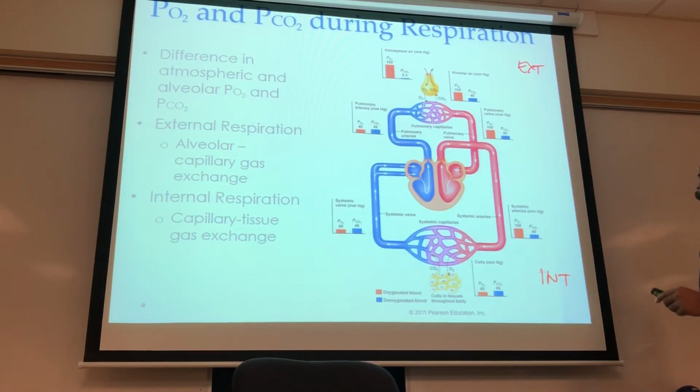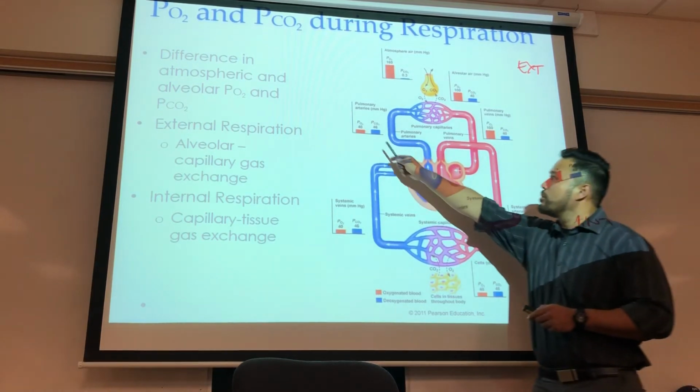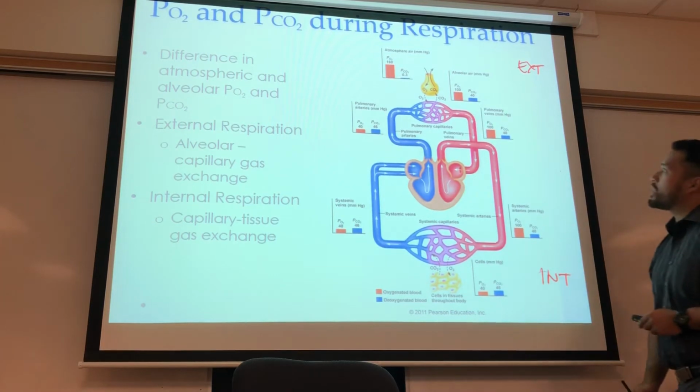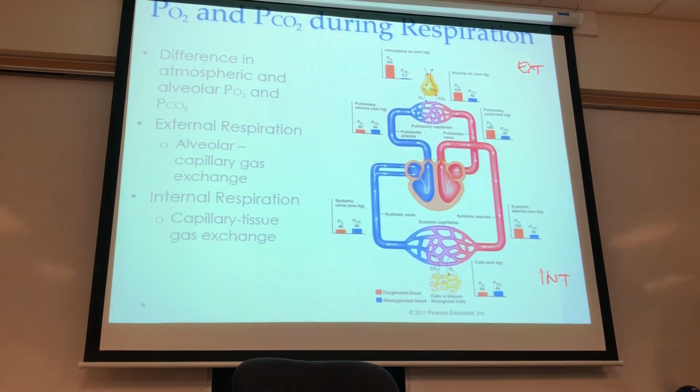The pulmonary arteries that are supplying deoxygenated blood are going to have a PO2 of 40 and a PCO2 of 46. So given that, by the time we make our way over here, we know that O2 is going to move into the capillaries, while CO2 is going to move out, from 100 down to 40. So right here should be a PO2 of 40 and a PCO2 of 46.